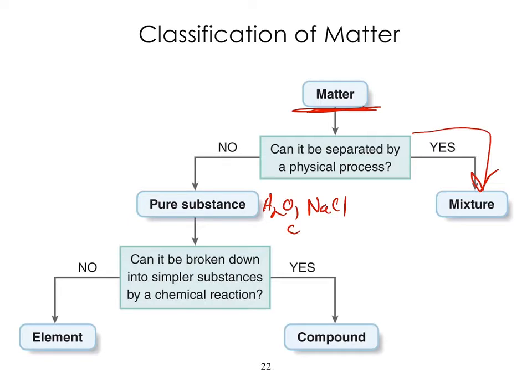So then you ask yourself, can it be broken down into simpler substances? If the answer is yes, then we're going over here. So the water and NaCl come over here, because yes, they can be broken down, so they must be compounds. But the carbon cannot be broken down anymore, so it must be an element over here. All right, so that's just yet another way to organize and categorize matter.